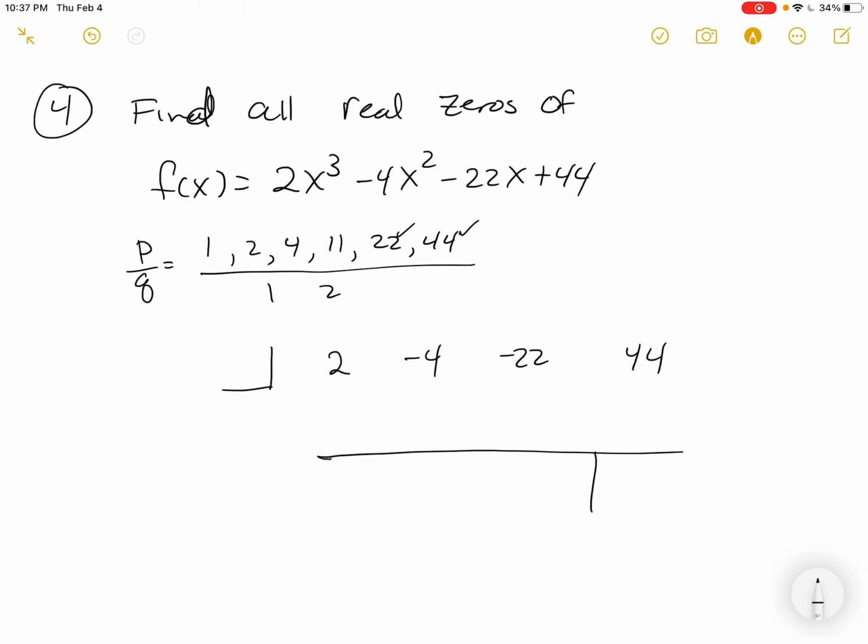So let me start at 1. Let's start with 1. I would try to see if 1's a factor. If I'm going to see if 1's a factor, I'm going to put it in right here. I'm just going to focus on the positives. Recognize that these are all plus or minuses, but I'm going to just start with the positive.